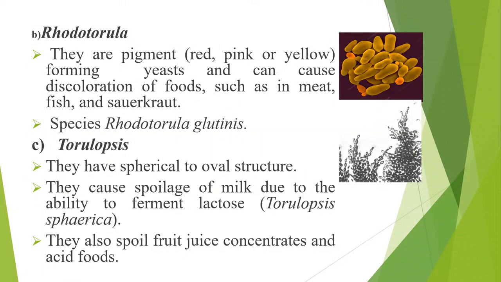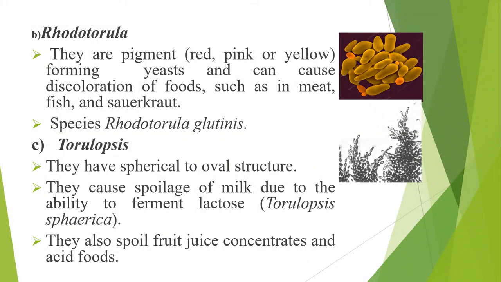So next one is the Rhodotorula. They are the pigmented forms. They are sometimes red colored, pink colored, or yellow colored, and will lead to the discoloration of the food. Once this Rhodotorula infects a food item, it is easily visible by the color change of the food, that is, discoloration in meat, discoloration in fish, discoloration of sauerkraut, etc. One example is Rhodotorula glutinis.